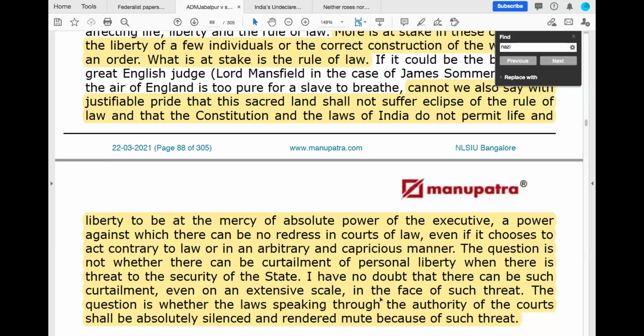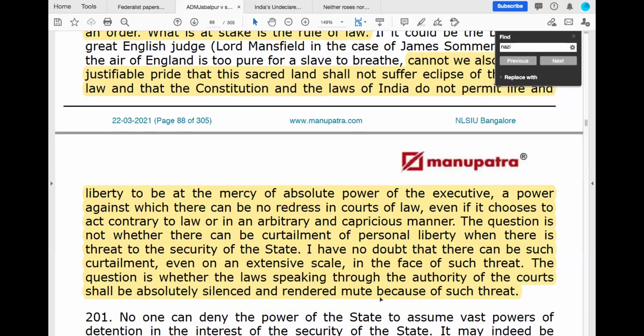The question is not whether there can be curtailment of personal liberty when there is threat to the security of the state. I have no doubt that there can be such curtailment, even on an extensive scale, in the face of such threat. The question is whether the law speaking through the authority of the courts shall be absolutely silenced and rendered mute because of such threat.